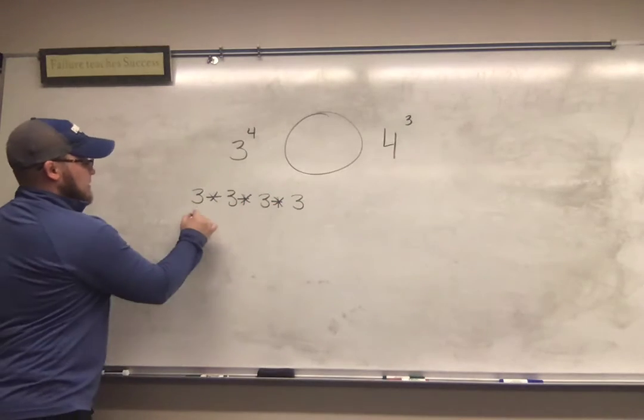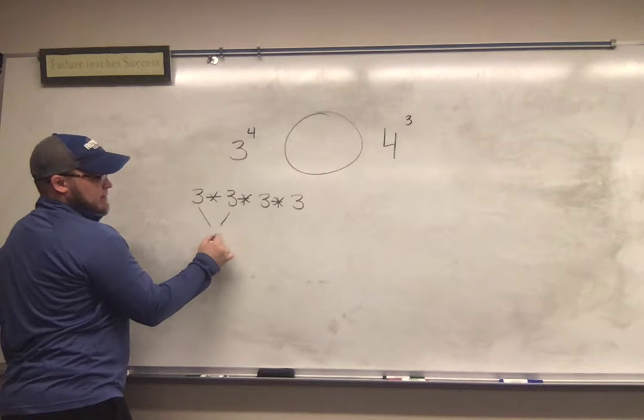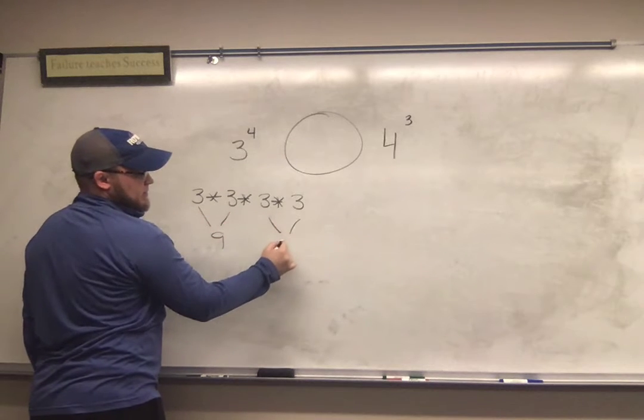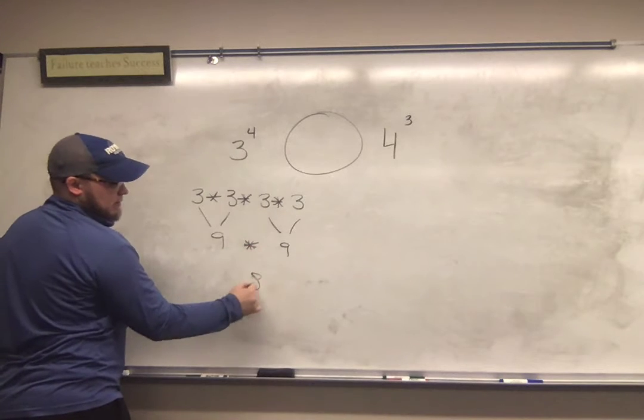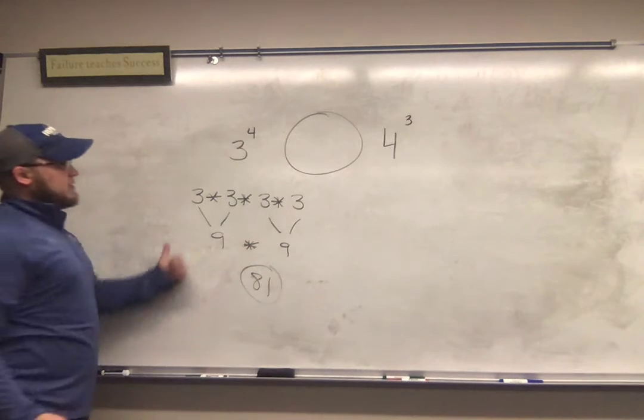Okay, I'm just going to go like this. 3 times 3 is 9. I'll do these ones. It's 9. So what we really need to do is take 9 times 9. So this side is 81.